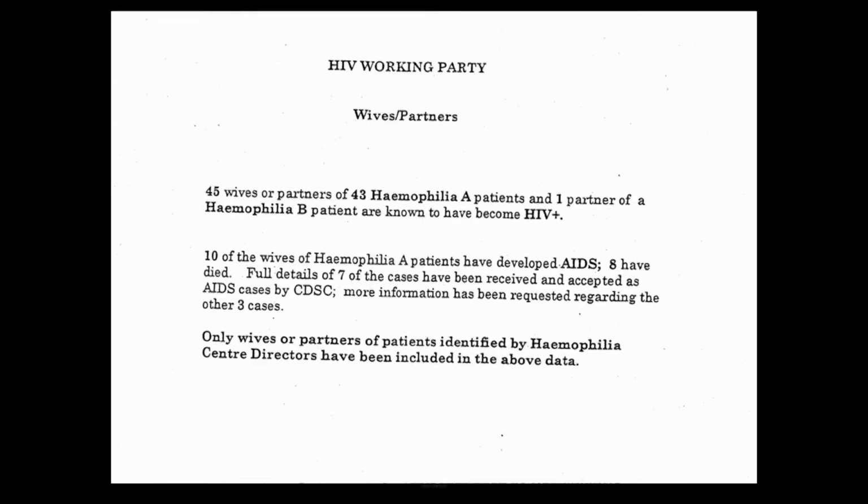We can see here some information gathered together by Ms. Spooner in January of 1997. It says 45 wives or partners of 43 haemophilia A patients and one partner of a haemophilia B patient are known to have become HIV positive. 10 of the wives of haemophilia A patients have developed AIDS, 8 have died. Full details of 7 of the cases have been received and accepted as AIDS cases by CDSC. More information has been requested regarding the other 3. Only wives or partners of patients identified by haemophilia centre directors have been included in the above data.